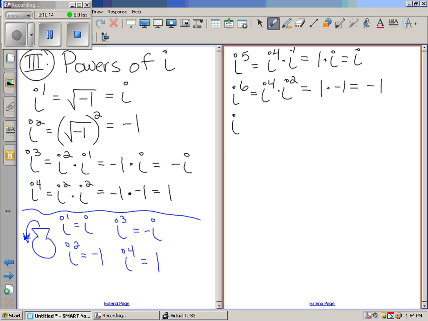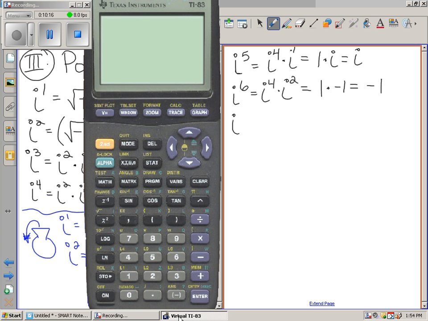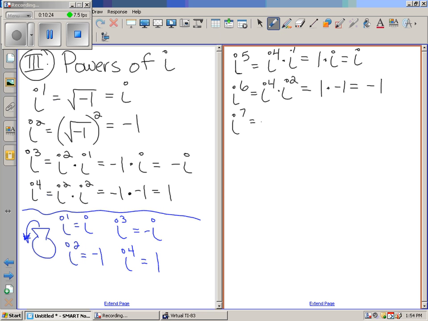Let's do i to the seventh. Let's also check to make sure i to the sixth, I'm sorry, can be done in the calculator. i raised to the sixth. Yep, that still works, and we're right. Now let's try i to the seventh. That's i to the fourth times i to the third. What's i to the third?